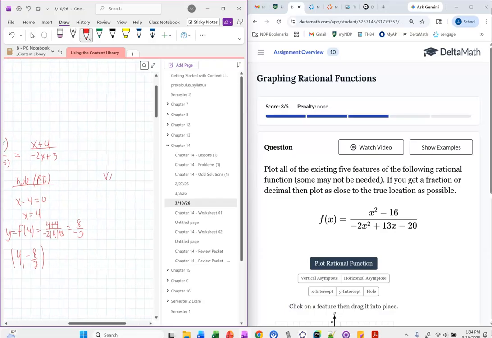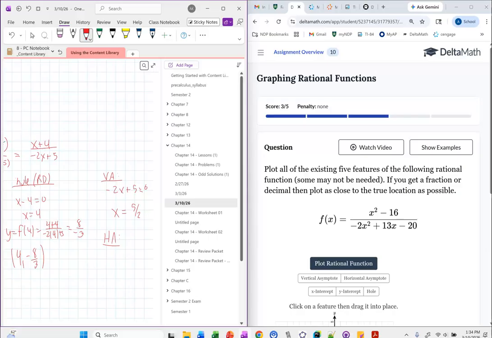Next, I'll do our vertical asymptote. So I'll take the denominator, set that equal to 0. So when I do that, I get 5 over 2, or I'll think about it as 2.5. And it's a vertical asymptote, not an x-intercept there. Sorry, guys.